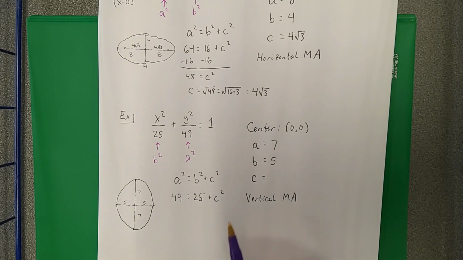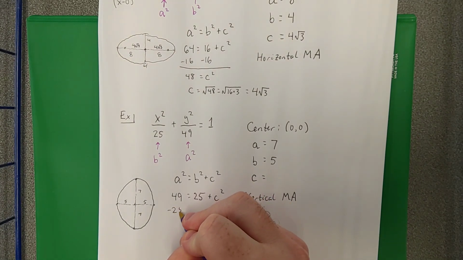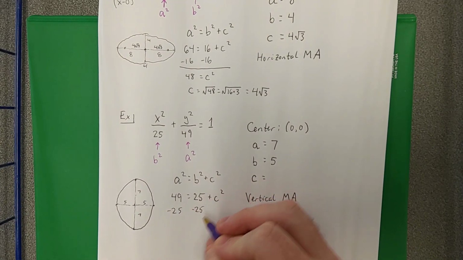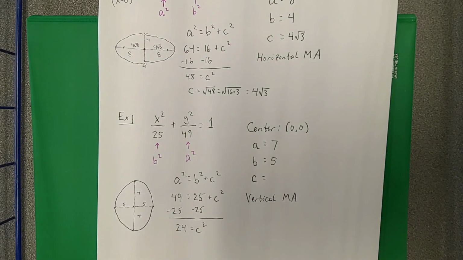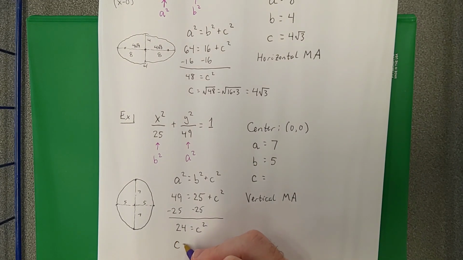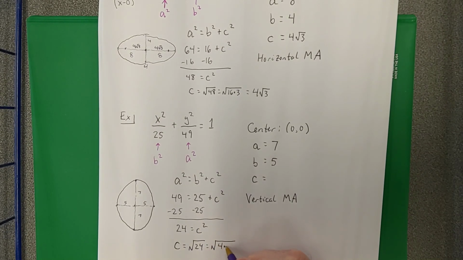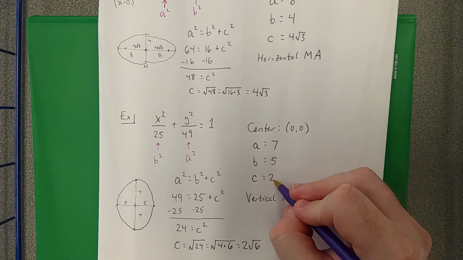Once again, to solve for c, we subtract the number paired with c squared on that side. We get 24 is equal to c squared. And taking a square root of both sides, we get c is equal to the square root of 24, which again simplifies pretty nicely. 24 is equal to 4 times 6. 4 has a nice square root, 6 does not. So our value of c would be 2 square roots of 6. We'll put that right here.